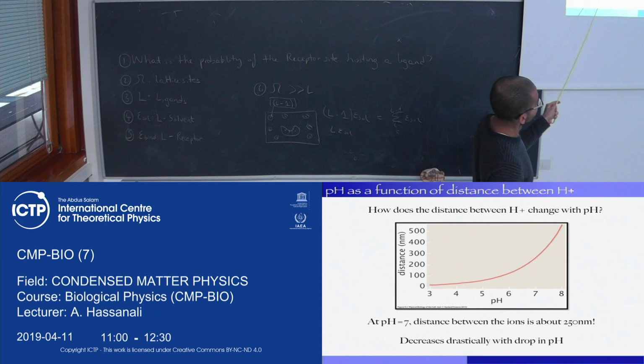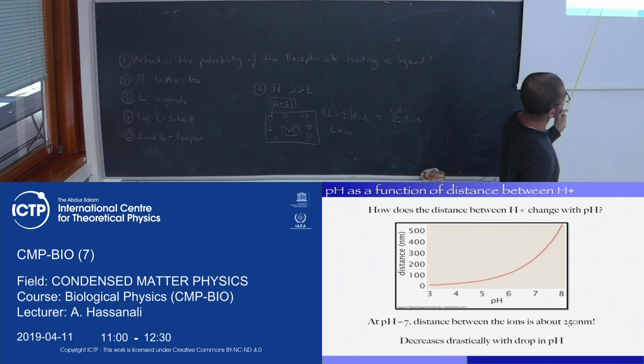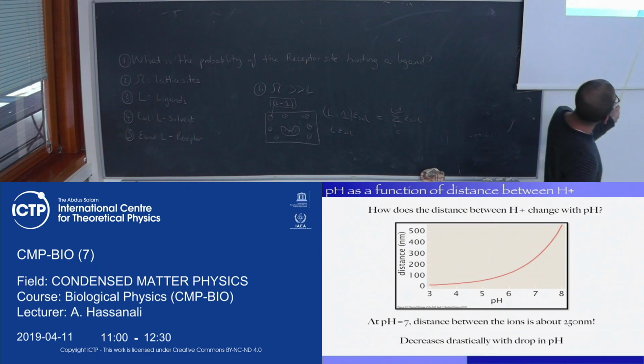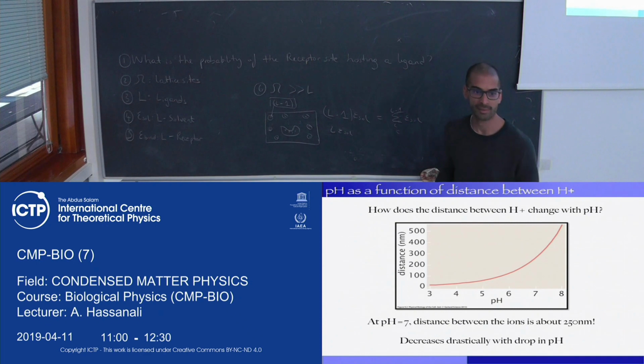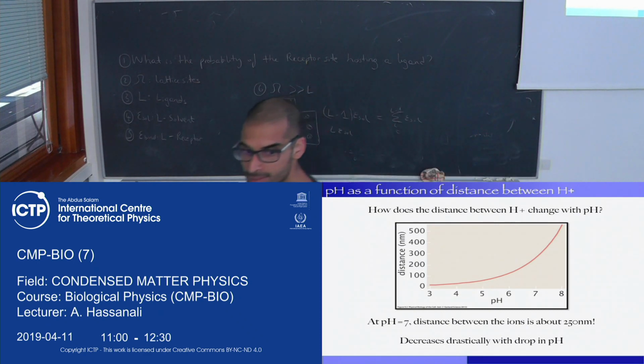And this is just a figure that shows this to you. At pH 7, the typical distance between two protons is about 250 nanometers, 2,500 angstroms. They're very far away from each other.